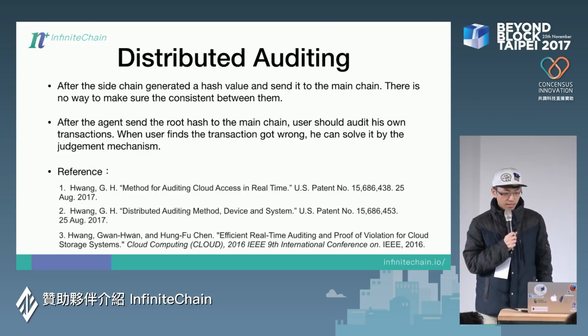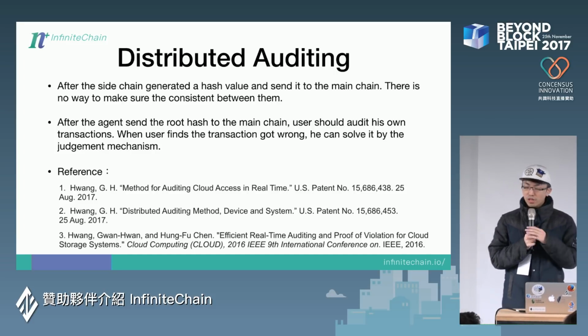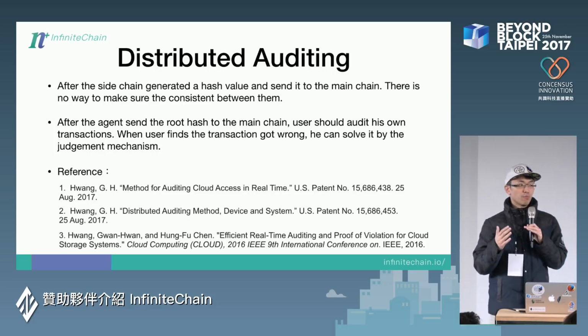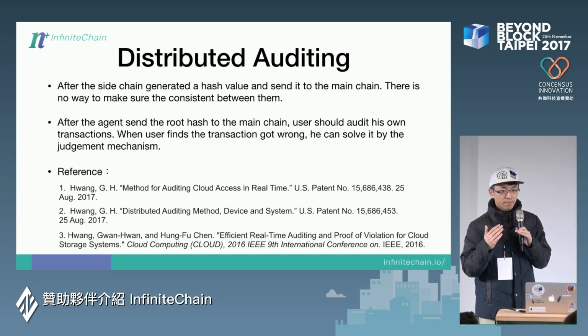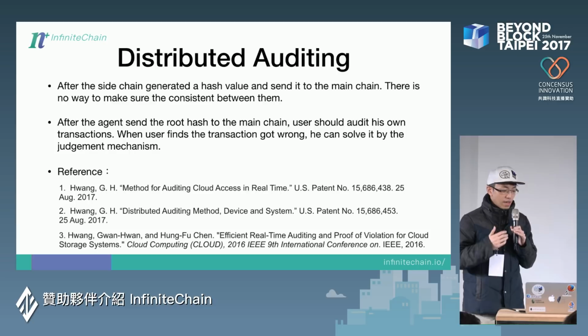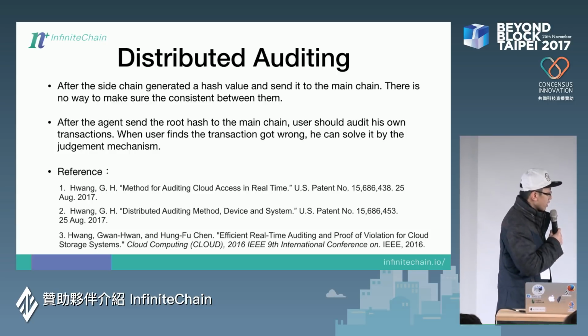Second, what is distributed auditing? After the sidechain generates a hash value and sends it to the main chain, there's no way to make sure of the consistency between them, right? So we want to find a way to solve this problem. We use distributed auditing to solve this issue.